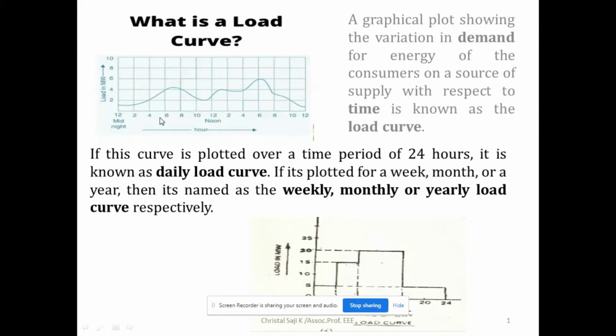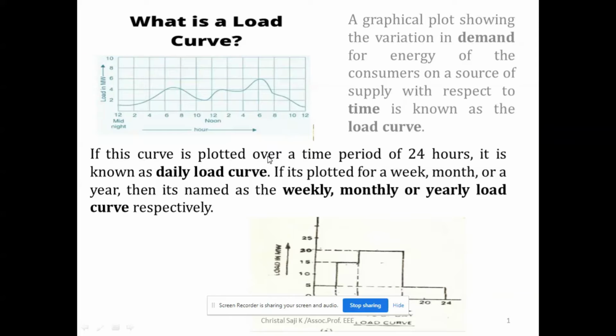What is load curve? A graphical plot showing the variation in demand for energy of the consumers on a source of supply with respect to time is known as load curve. The load curve is drawn by taking load on y-axis and time on x-axis.